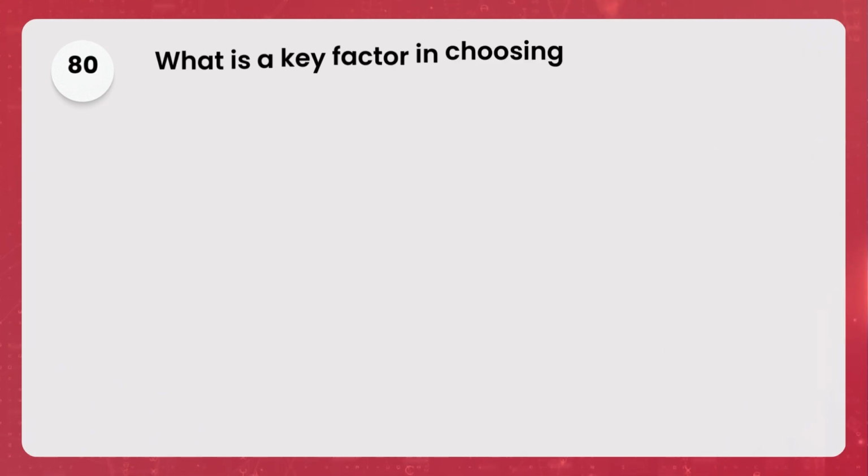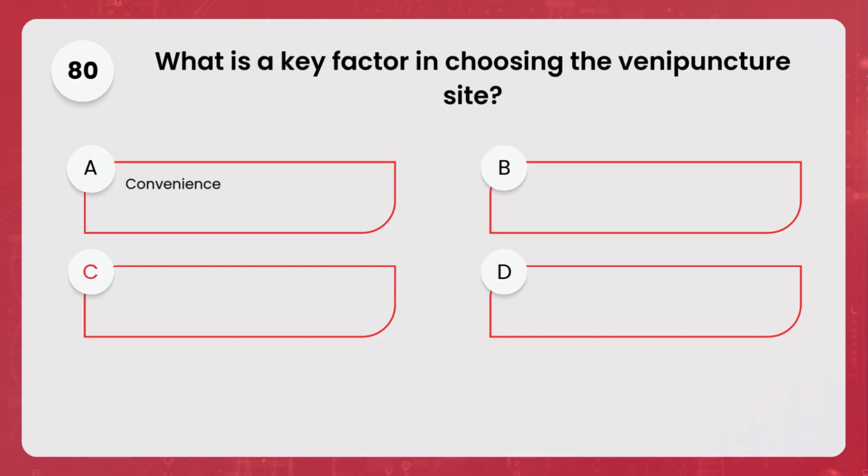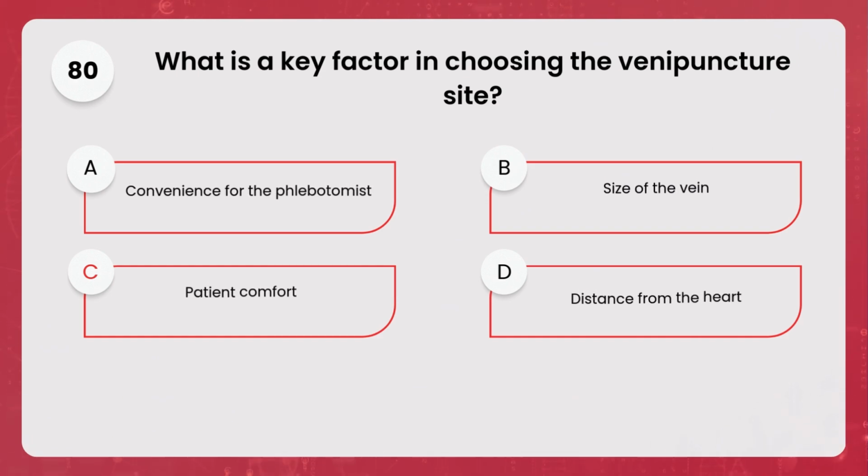Number 80. What is a key factor in choosing the venipuncture site? A. Convenience for the phlebotomist, B. Size of the vein, C. Patient comfort, or D. Distance from the heart.